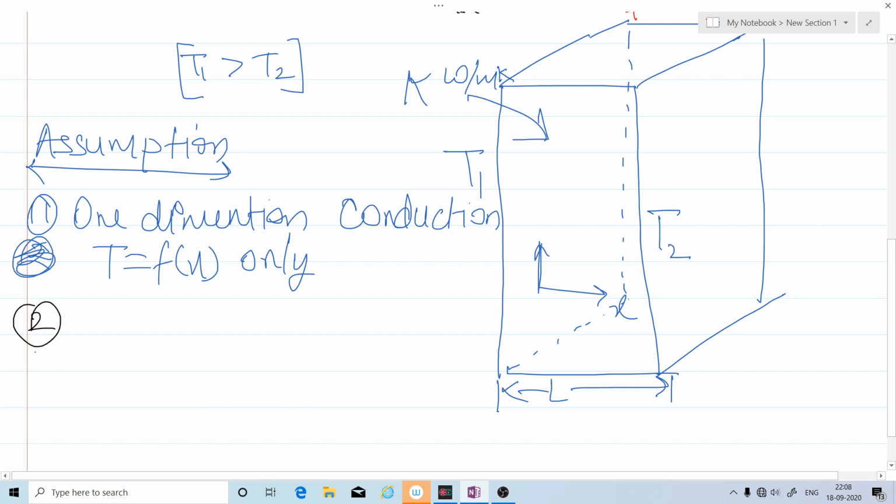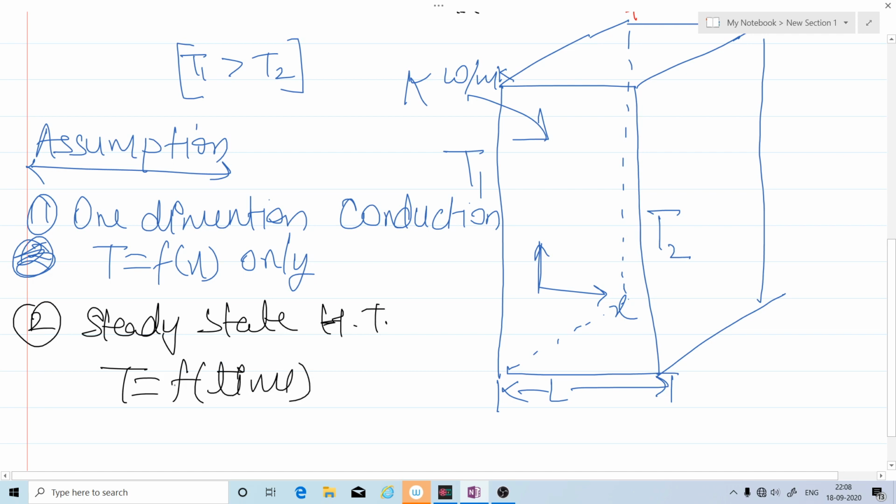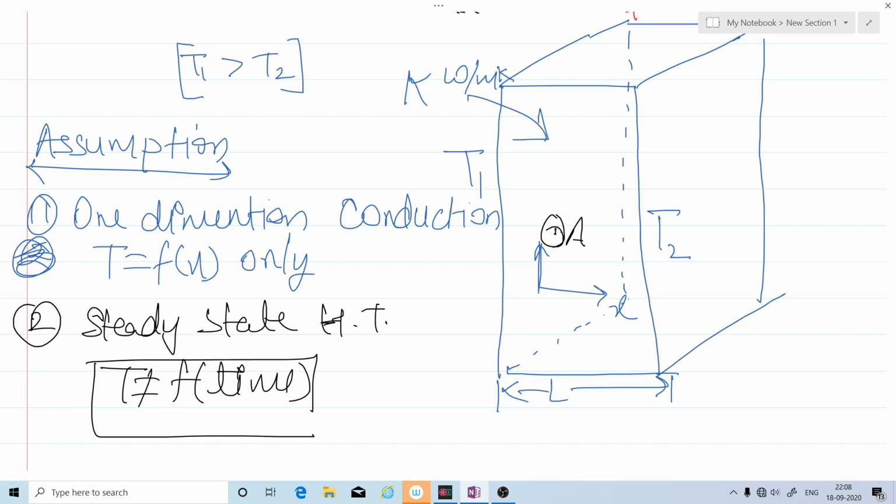The second assumption is that there is steady state heat transfer. What is the meaning of steady state heat transfer? The temperature will not change with time. Temperature is not a function of time. That is, at a certain point, let's say point A, the temperature will not change at any time. This is the meaning of steady state conduction heat transfer.